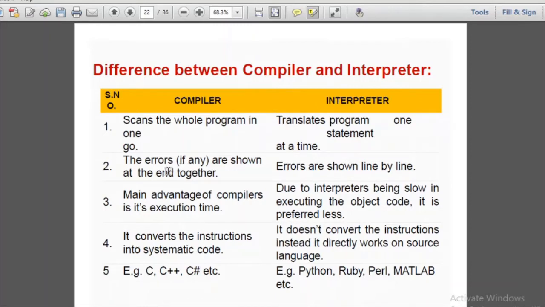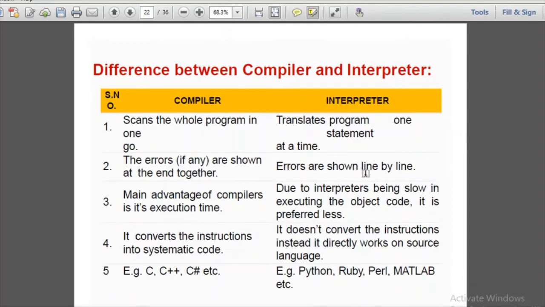In a compiler, the errors, if any, are shown at the end. कोई भी error होगी वो... if my code is of 1000 lines and suppose there is an error in the second line of code, तो वो वहीं पे नहीं बताएगा, वो पूरे कोड को एग्जीक्यूट करेगा और फिर मुझे बताएगा कि आपके इस कोड के सेकंड लाइन में प्रॉब्लम थी.